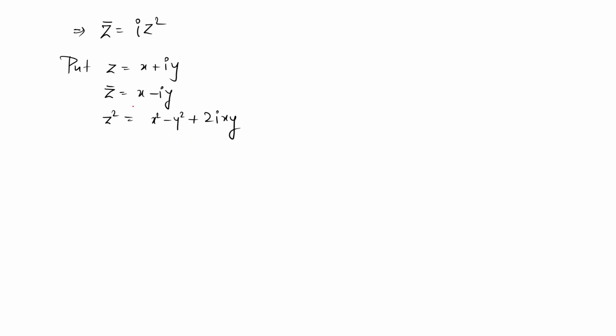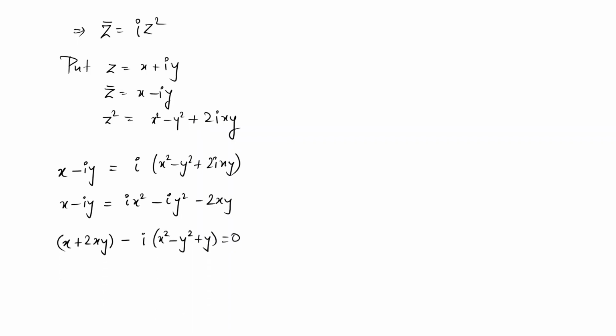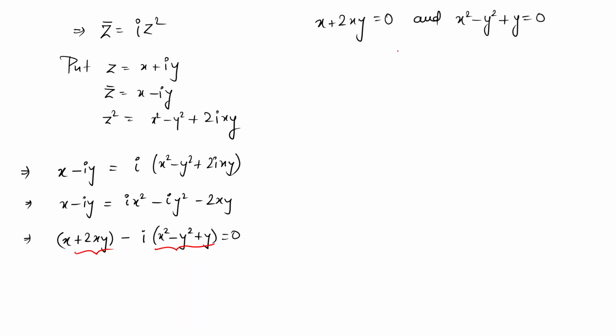z bar is x minus iy, z squared is this. You make an equation in 2 variables and you get this equation. So you solve for these 2 things. If this is equal to 0, both of them should be 0, right? This thing should be 0 and this thing should be 0. So how would you solve this? So this is 0 and this is 0.